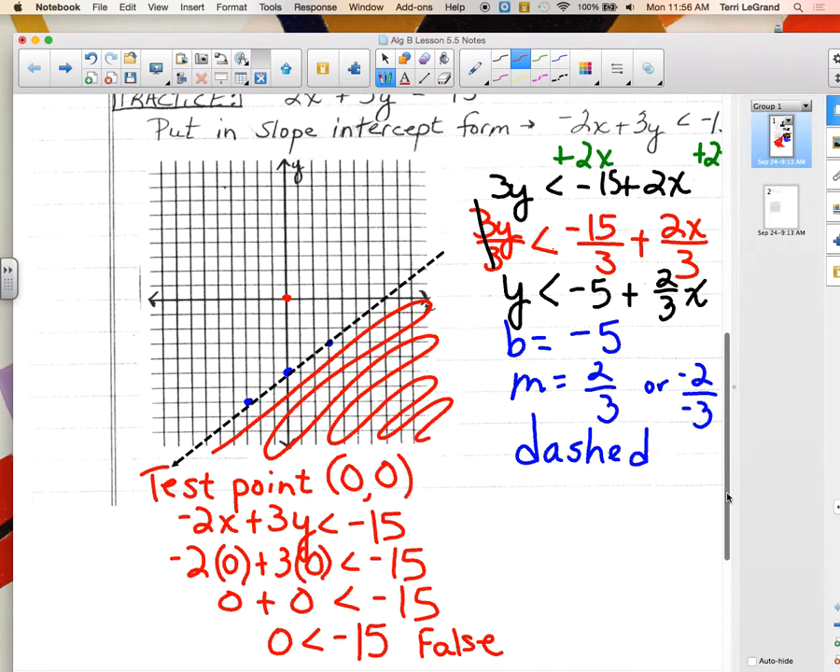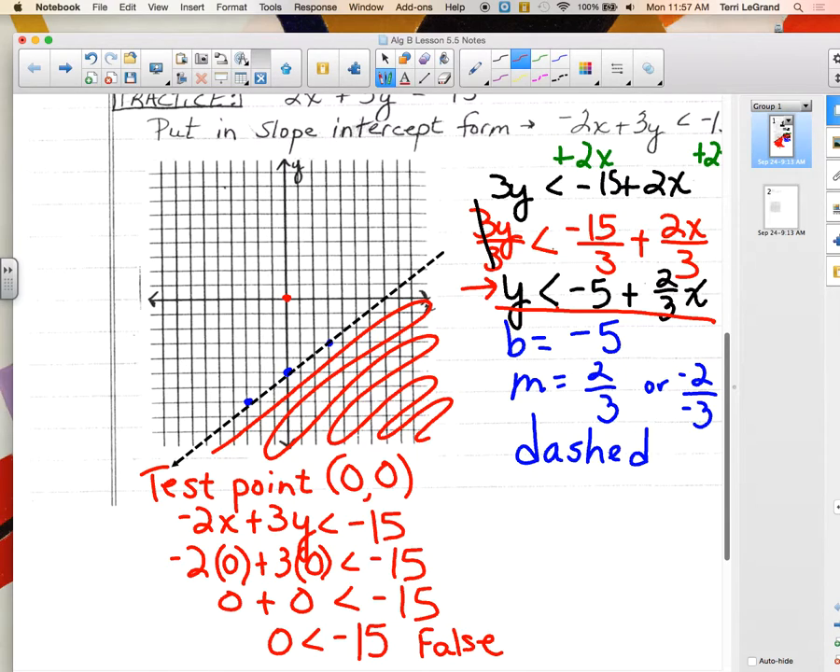Hear me on this part. When you're making your decision about shading above or below, if you're going to do that first and then do a test point, you need to do it from the place where you put it into slope-intercept form, because the symbol might have had to change in the process. Ours didn't change, so it stayed the same anyway. But when we're making a decision about above or below, it has to be in slope-intercept form. So this is less than, that would mean shade below, and that's what ended up happening for us, didn't it? Okay, questions at all about that one?